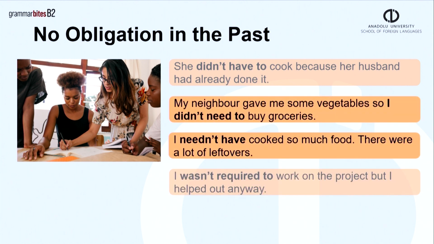Note the difference between didn't need to and needn't have verb 3. In the example above, we don't know if the person bought groceries or not, but in the example with needn't have, we know the speaker cooked lots of food.